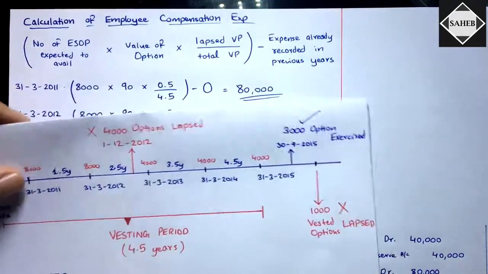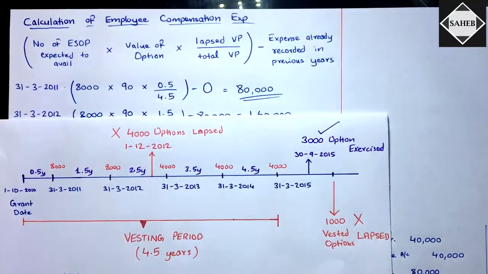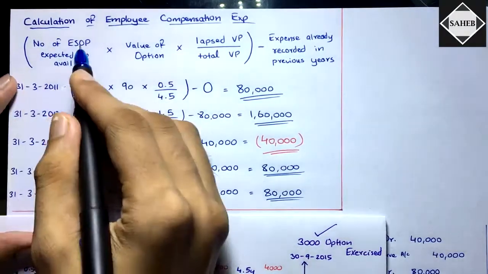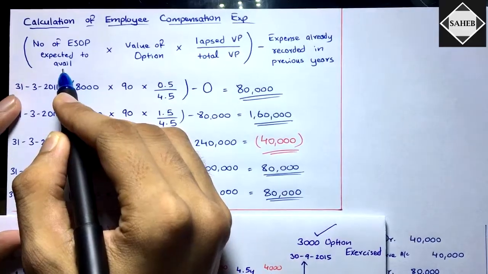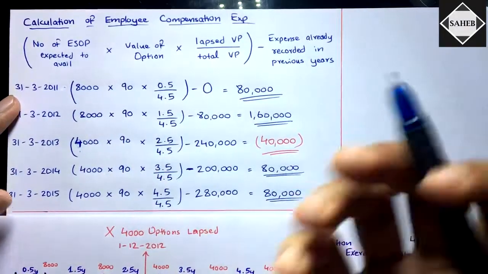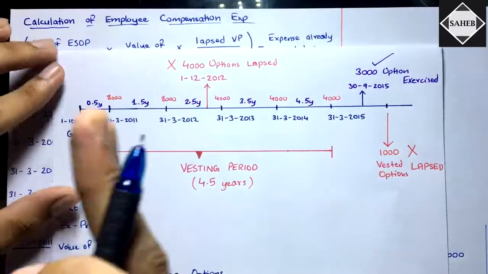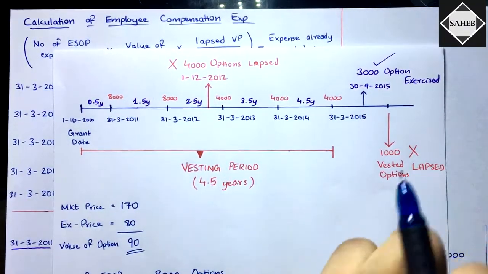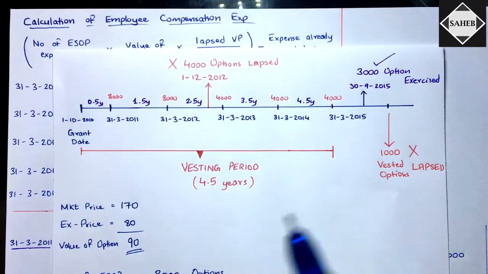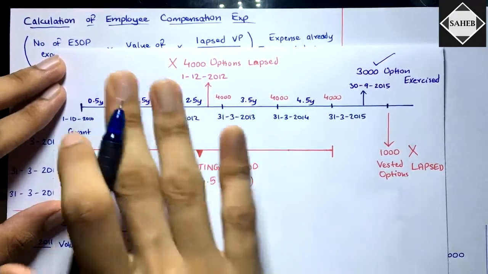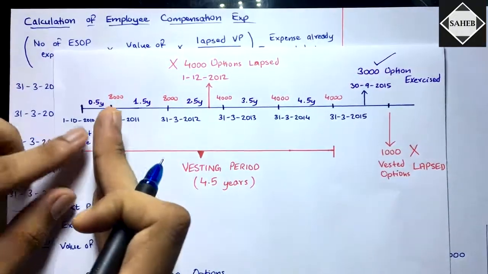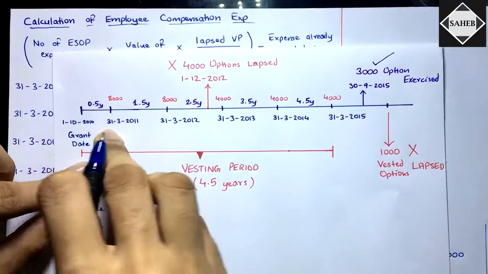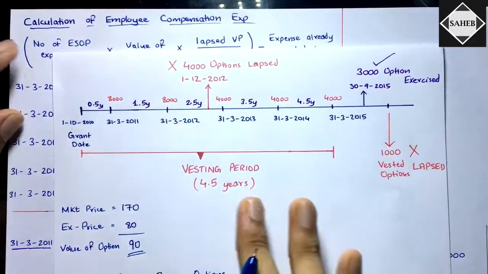So now let's do the calculation of employee compensation expense. The calculation here is very simple. The formula we have: number of ESOP expected to avail, how many ESOP employees will exercise in future. At the end of every year the company will estimate how many options, not employees, how many options will be exercised in future. At the end of 31st March 2011 we will not have details regarding this. We will estimate how many options will be exercised in future. That's what you have to take.